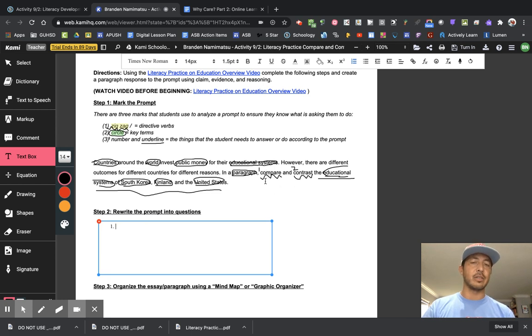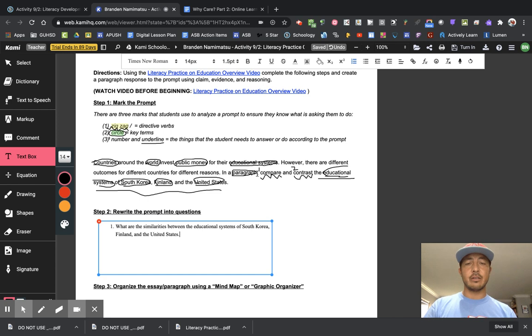So I'm just going to have the word similarities. So I'm going to put this, what are the similarities for number 1? Oops, similarities. And I'm still spelling it wrong. I think I dropped that I is extra, but I'm just going to go ahead and do the whole click and make me look smarter experience. So what are the similarities between the educational systems of South Korea, Finland, and the United States?